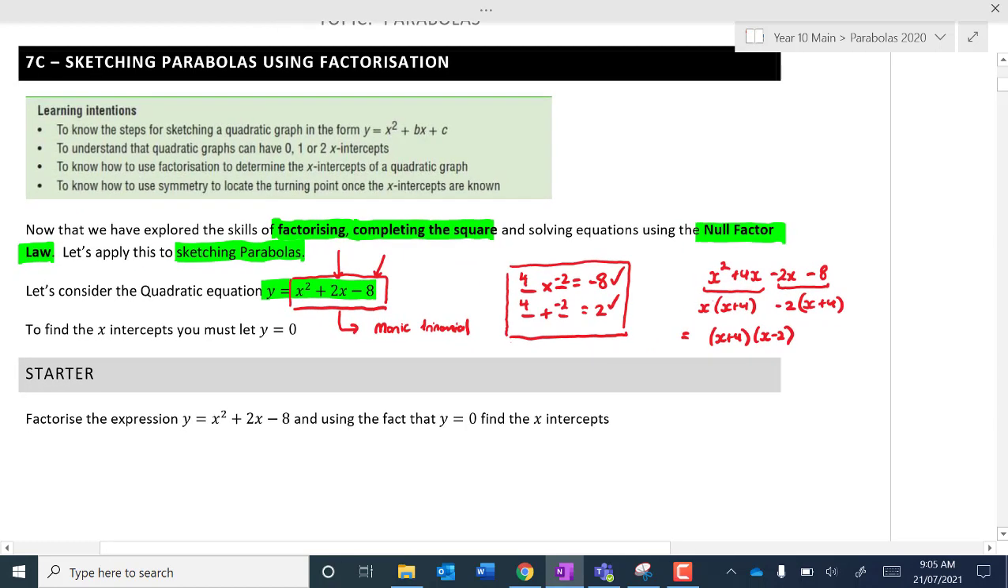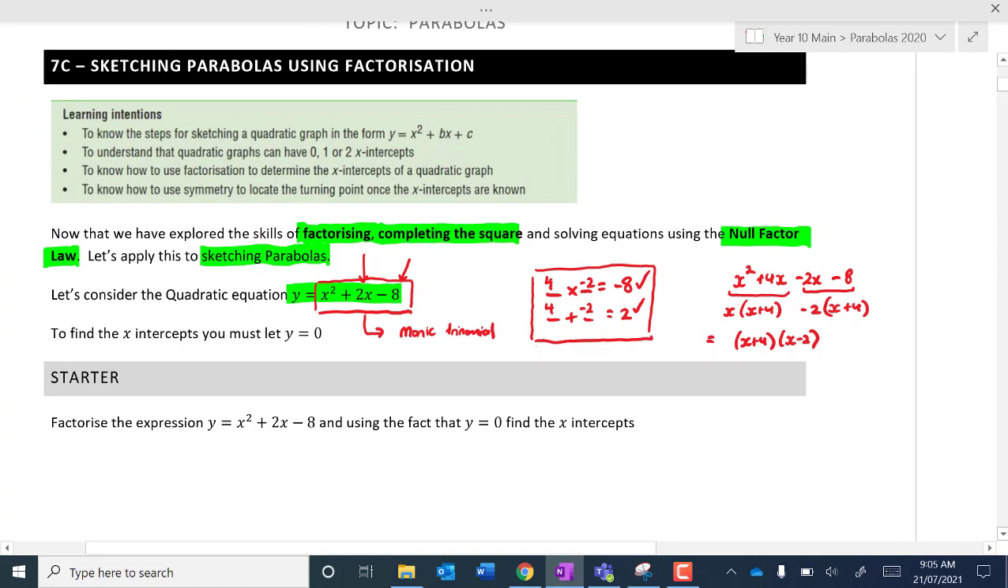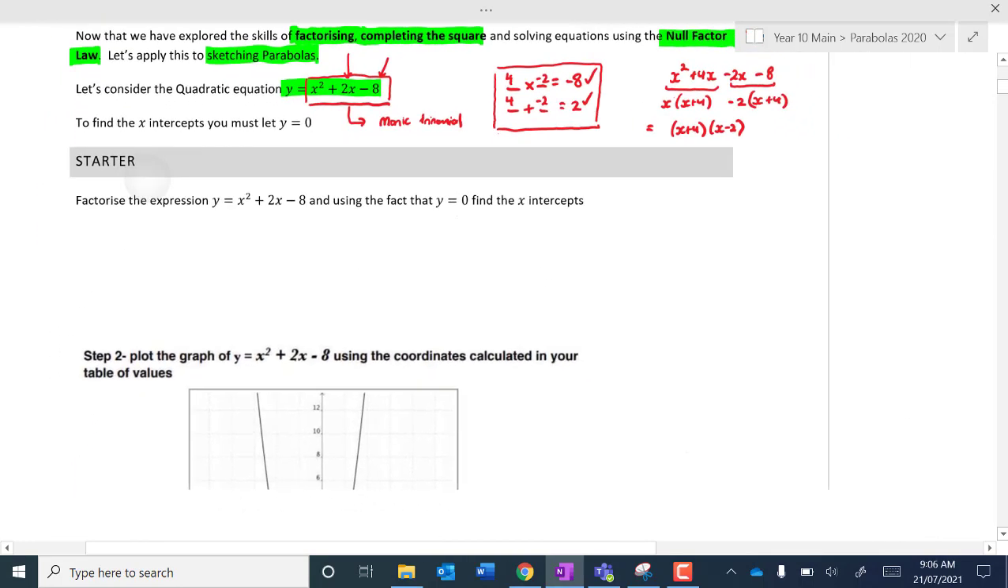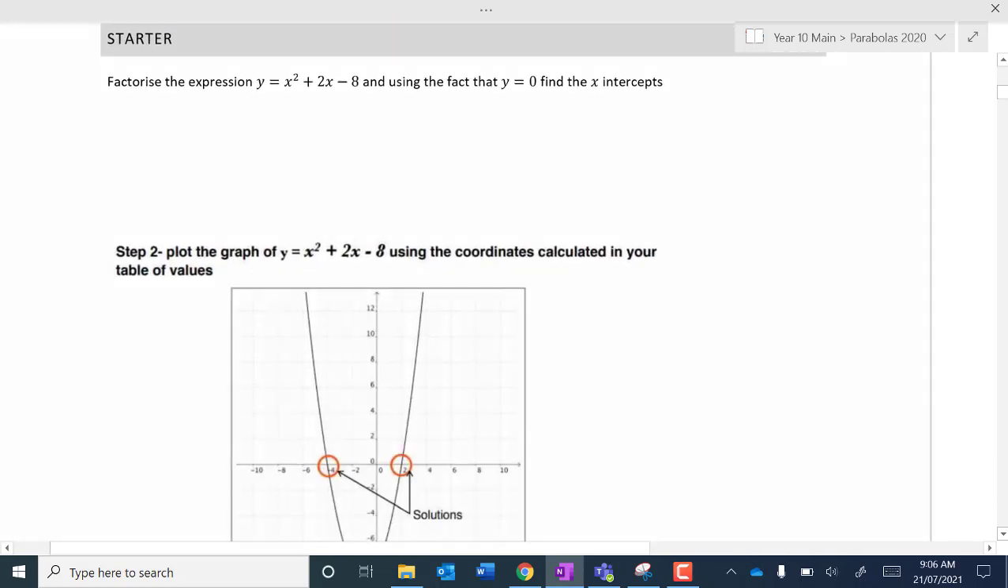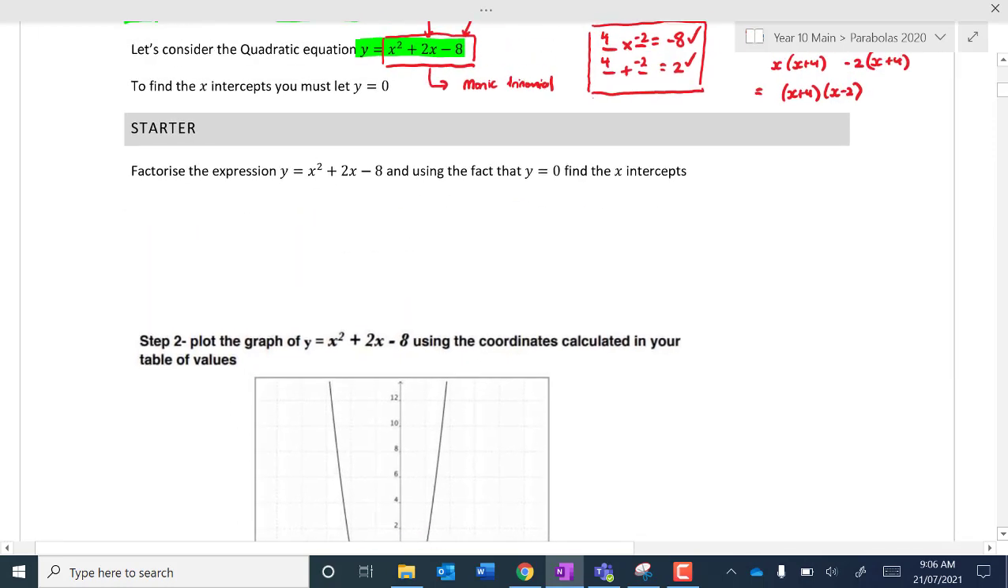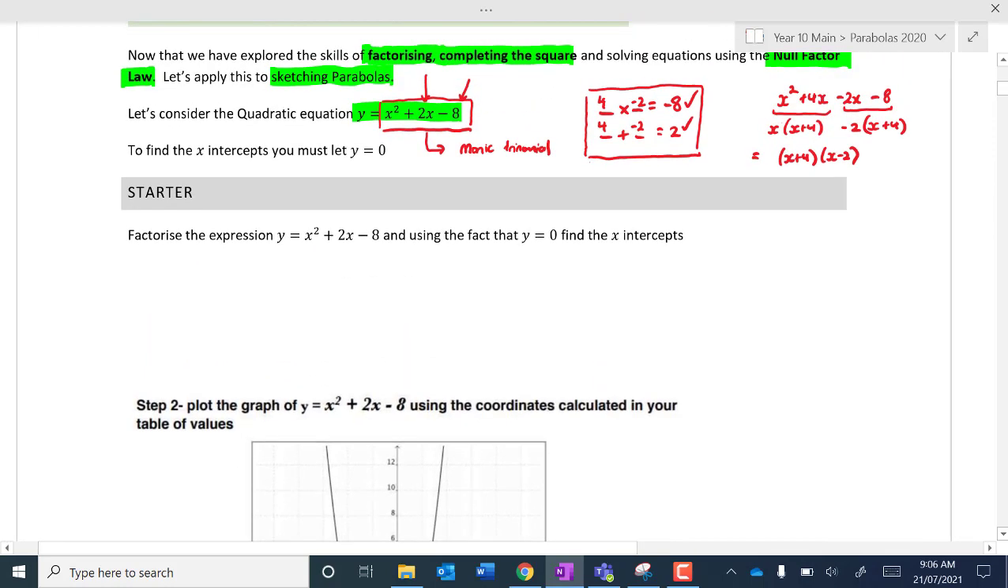Now, why are we doing this? Well, if we have a look at the expression, what is the y value of both of those points? Hopefully you can see that on the x-axis, the y value is 0. Obviously, it has a height of 0 above the x-axis. So we're going to be letting y equal 0.